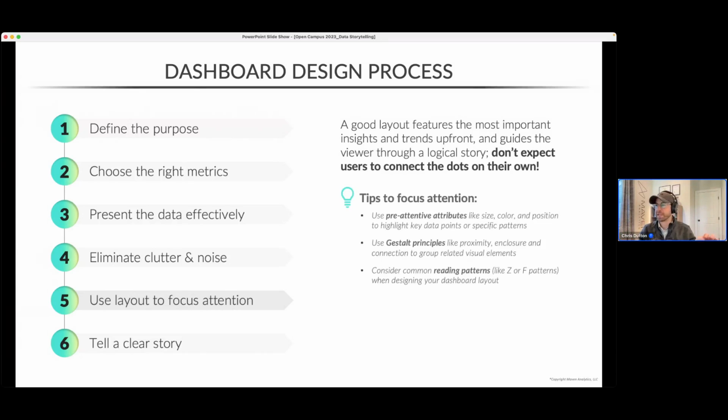So a couple tips that can be super helpful for focusing attention. Use pre-attentive attributes like size, color, and positioning to highlight key data points or draw attention to specific patterns. Just like the example of the 15 series line chart, where we drew attention to just 2 of those series and we de-emphasized the others. That's an example of using pre-attentive attributes.